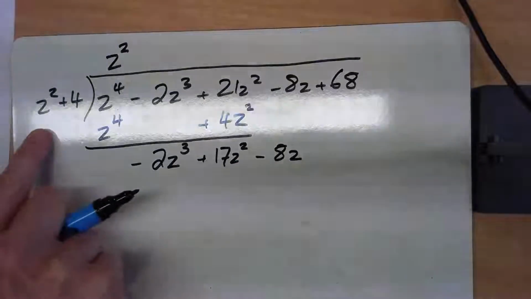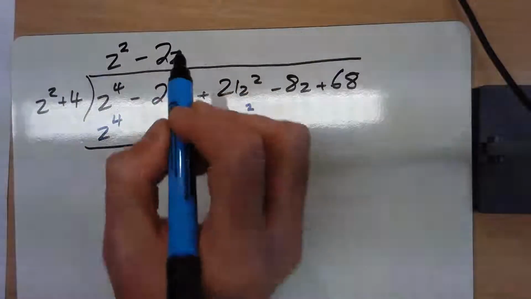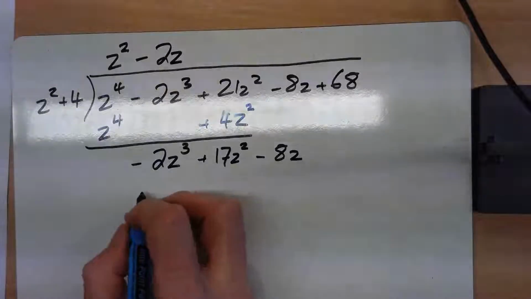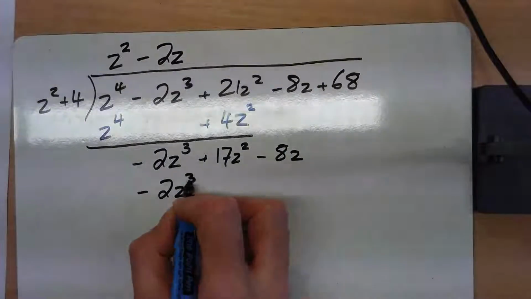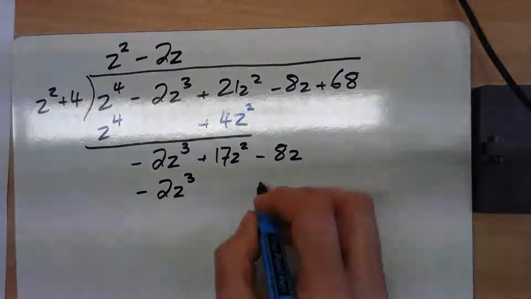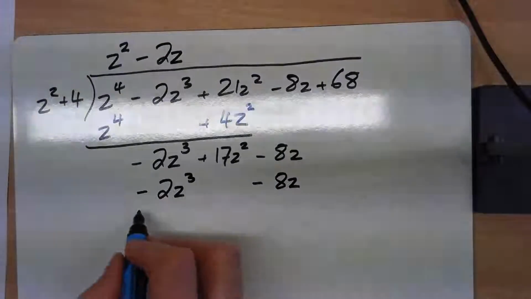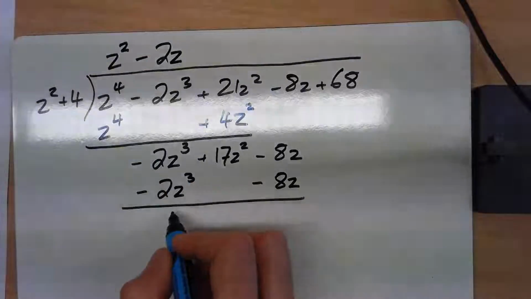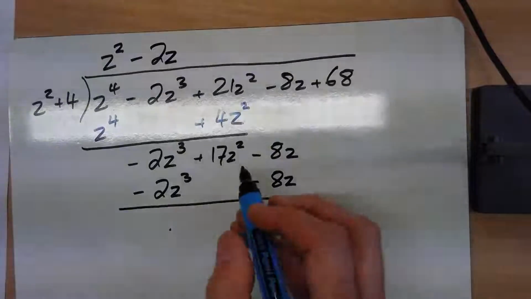And what do we times this by to get this? We times it by minus 2z. What do you get if you times all of that by minus 2z? Well, you get minus 2z cubed, you get nothing there, and you get minus 8z. That take away that, it cancels out, we've got rid of it.